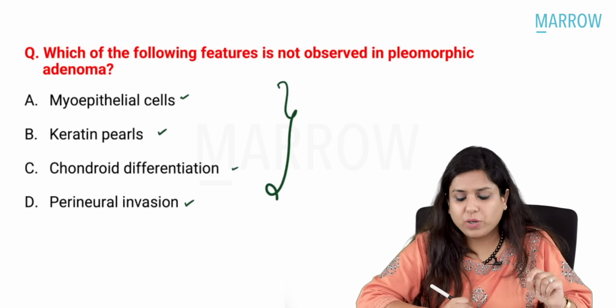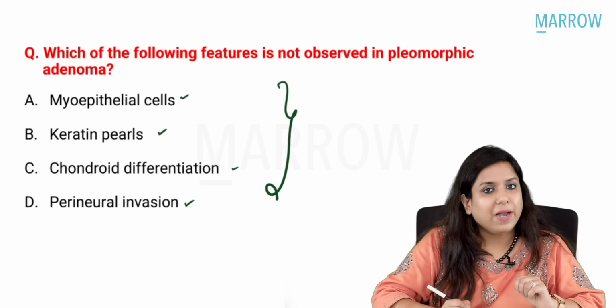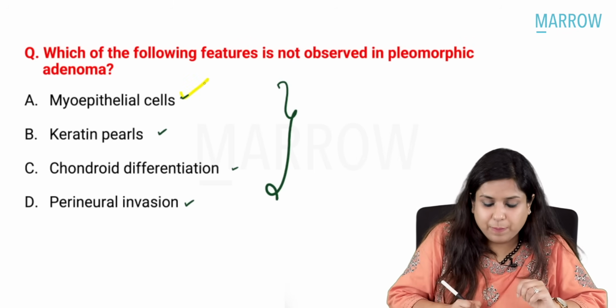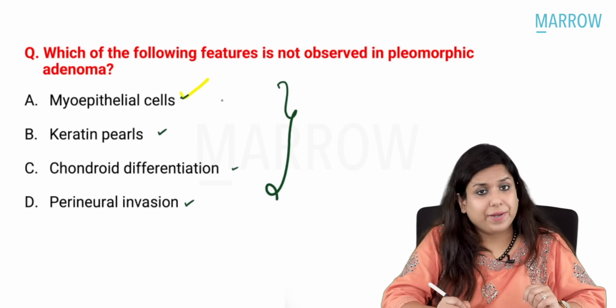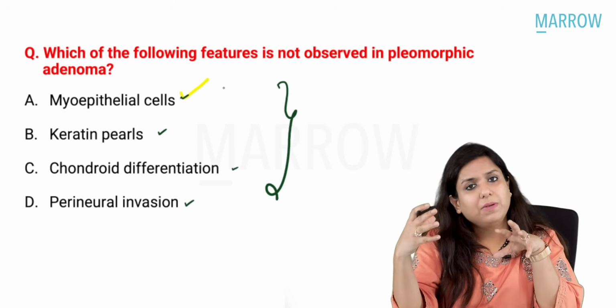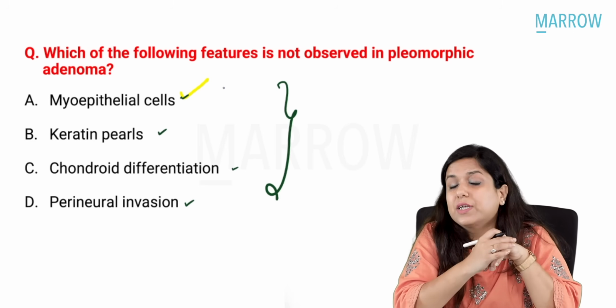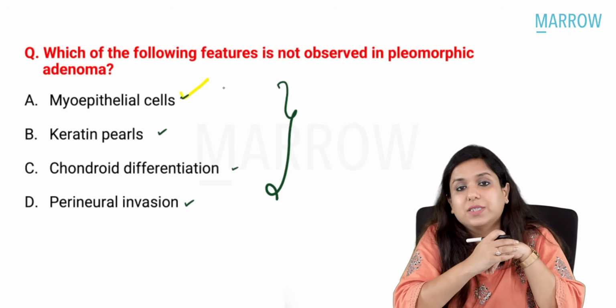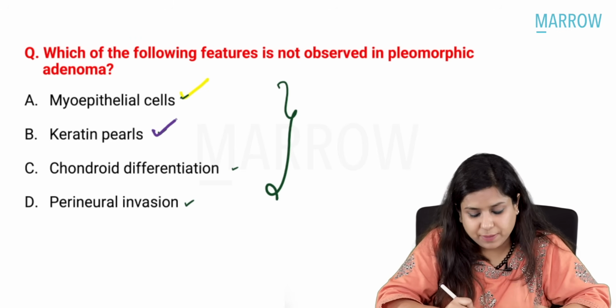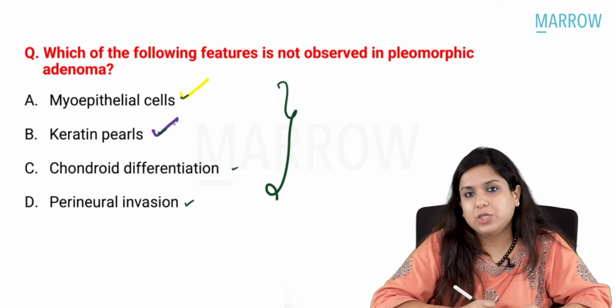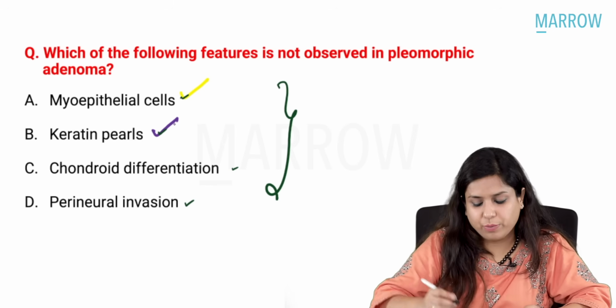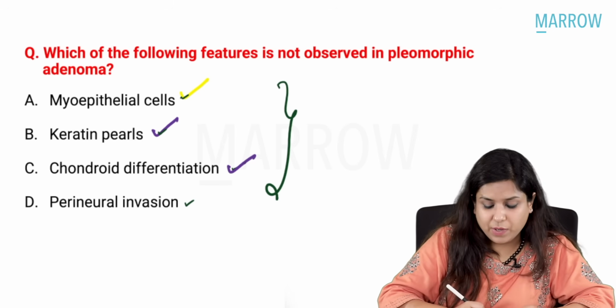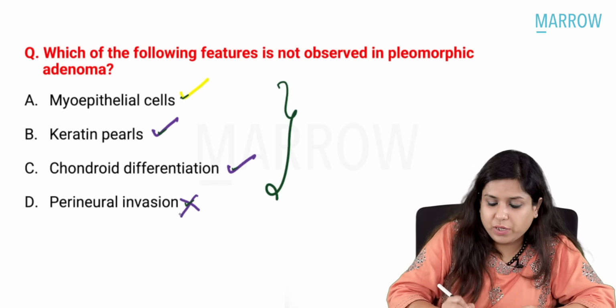They have asked you what is not observed, right? Myoepithelial cells we definitely see. Keratin pearls, okay. Now, sometimes this pleomorphic adenoma can show squamous differentiation, and in that case you can see keratin pearls. So, they can be seen. Chondroid differentiation can definitely be seen. Chondroid myxoid stroma can be seen, right? Last is a perineural invasion.